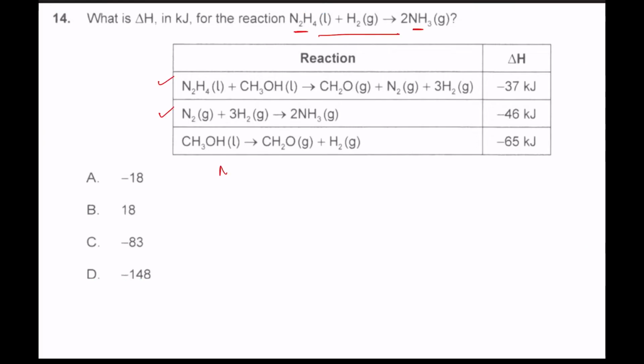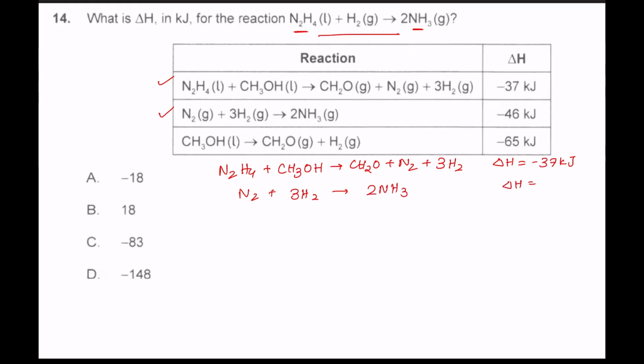So I can write N2H4, let's just ignore the states for now because it's not really required, plus CH3OH. This will give me CH2O plus N2 plus 5H2. The delta H will be minus 37 kilojoule for this reaction. Now again, I'll write the second reaction as it is. Delta H will be minus 46.